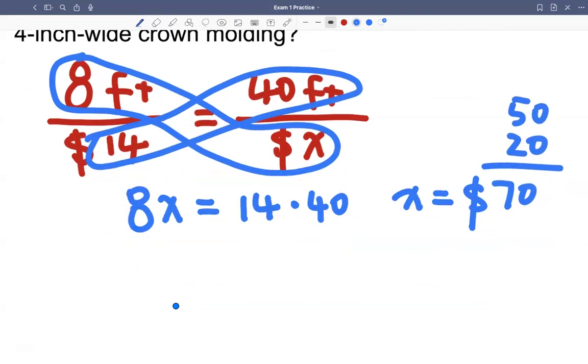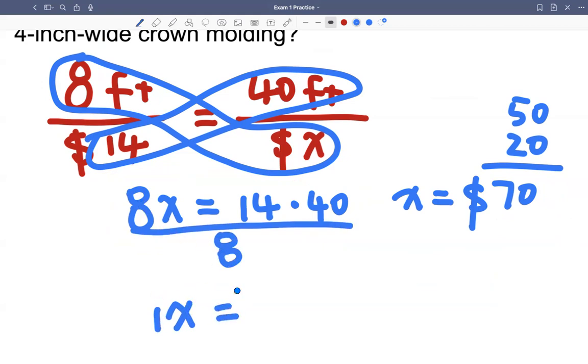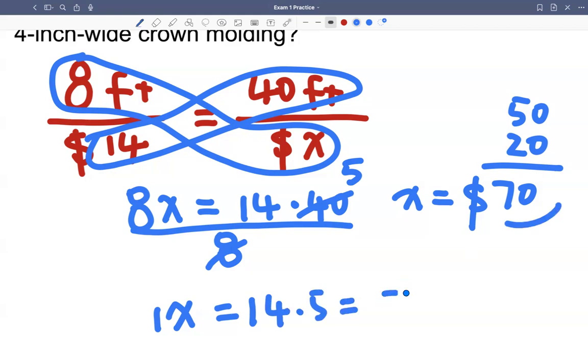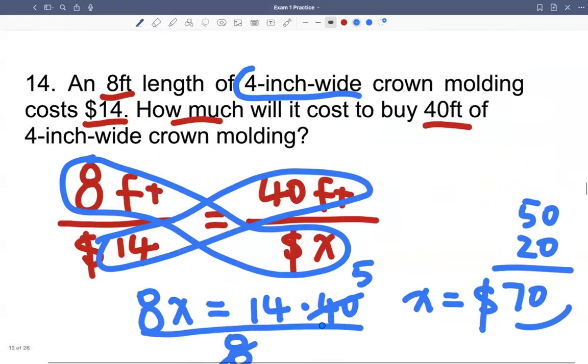So with 8X, I want to get a 1X. So I need to divide by 8, because 8X divided by 8 gives me 1X. Then 14 times 40 divided by 8, I can think 8 goes into 40 five times. And of course, you can use a calculator, okay? So then we get 14 times 5, which we have calculated already, which we know is $70. Right? And then we carry on the dollar sign. Okay, that's for question 14.